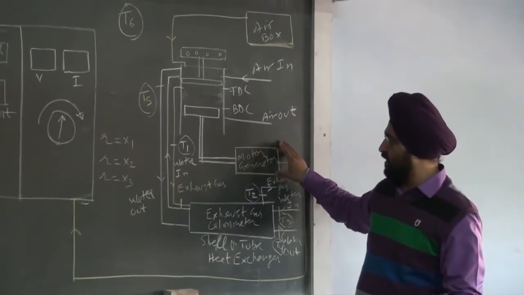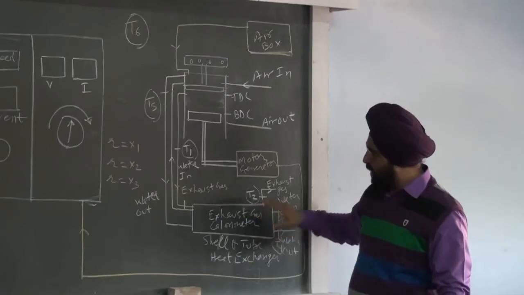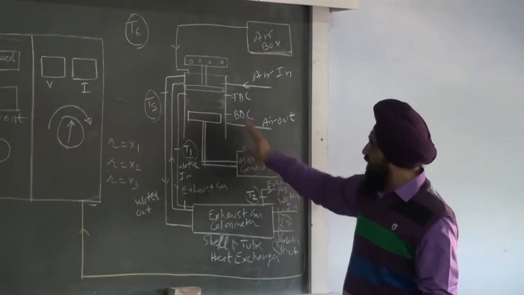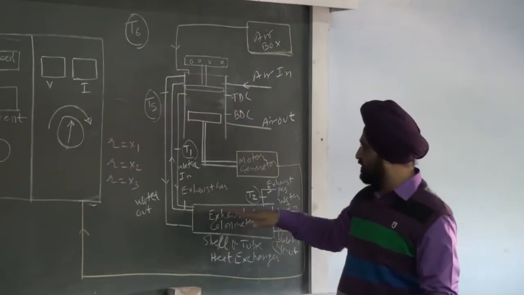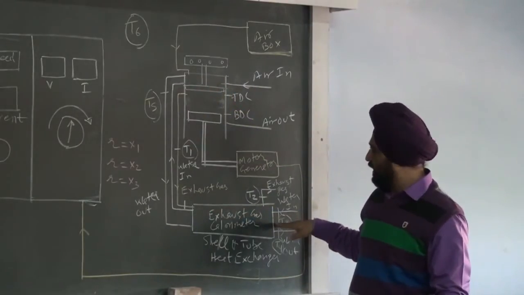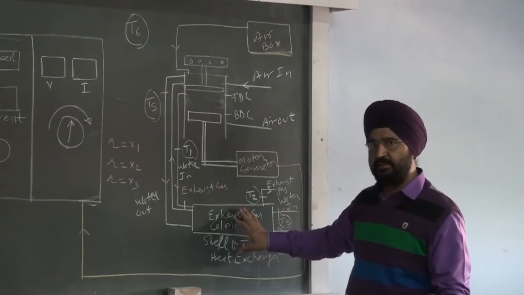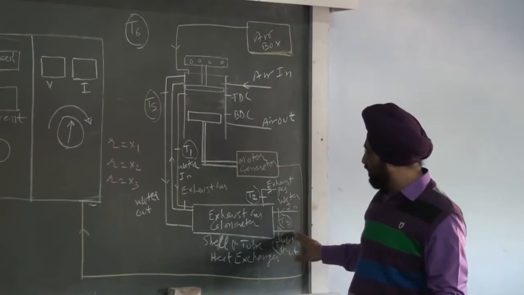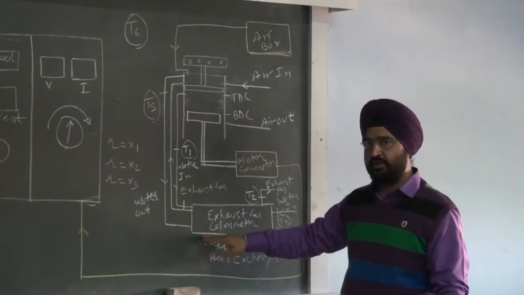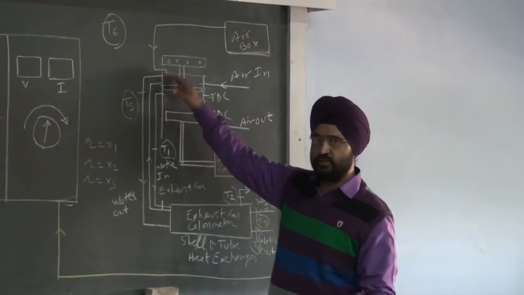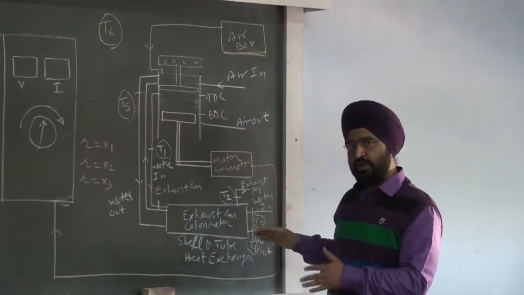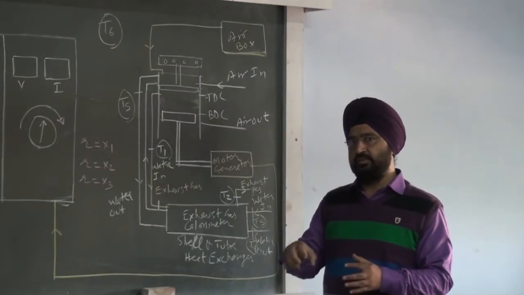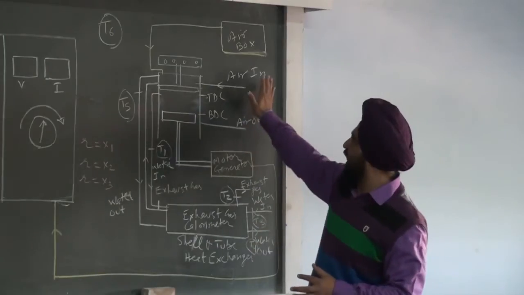At the bottom of the engine, the motor generator is attached, and on the other side you have an exhaust gas calorimeter. The exhaust gas from the engine is passed to the exhaust gas calorimeter, which is basically a shell and tube heat exchanger. From one end the water supply comes in, and from the other end the same supply comes out after passing through. It is basically responsible for removing the heat from the exhaust gas. So this is our engine test setup.